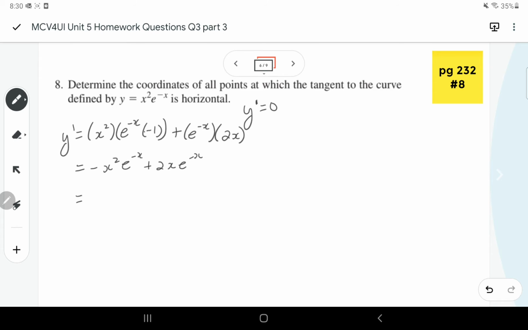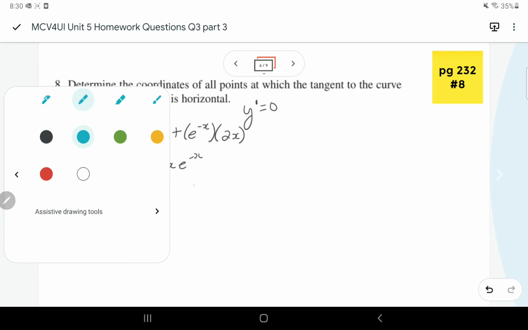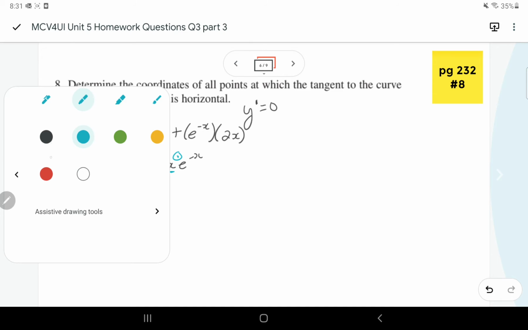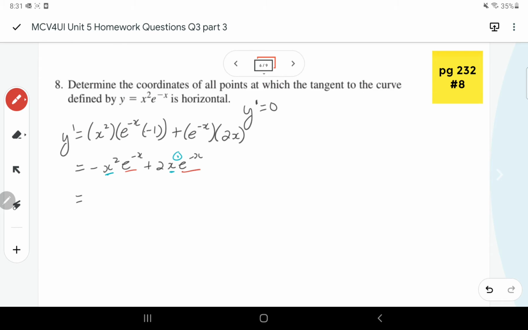So I'm going to common factor out. I've got x's, I'm going to common factor out 1x and also an e to the negative x. So I'm going to common factor out negative x, e to the negative x, and then I will be left with x minus 2. So I know that the derivative equals 0 at x equals 0 or x equals 2.